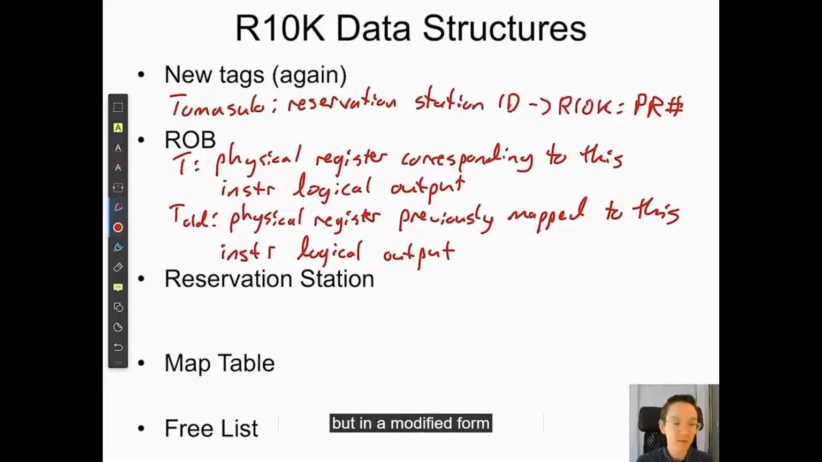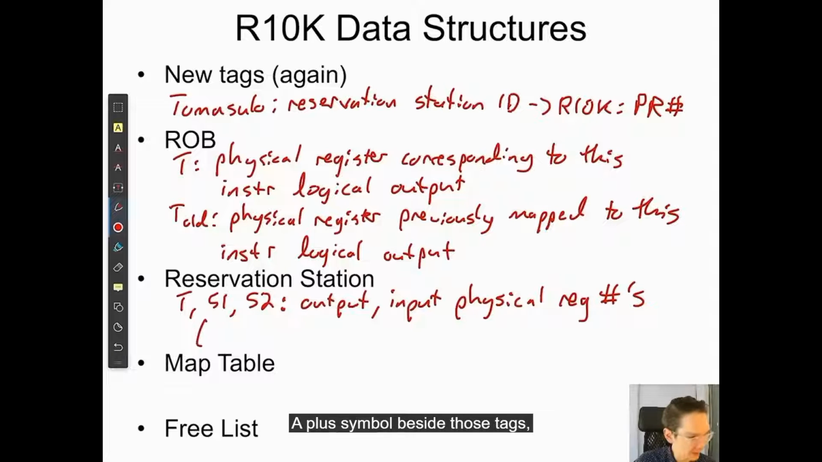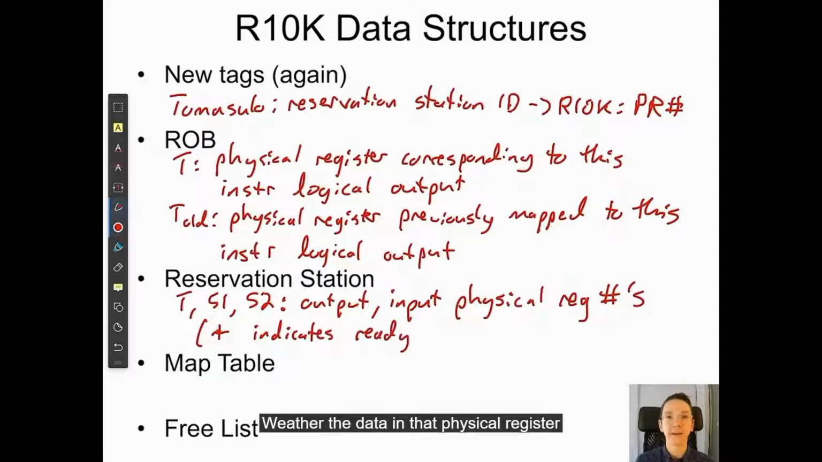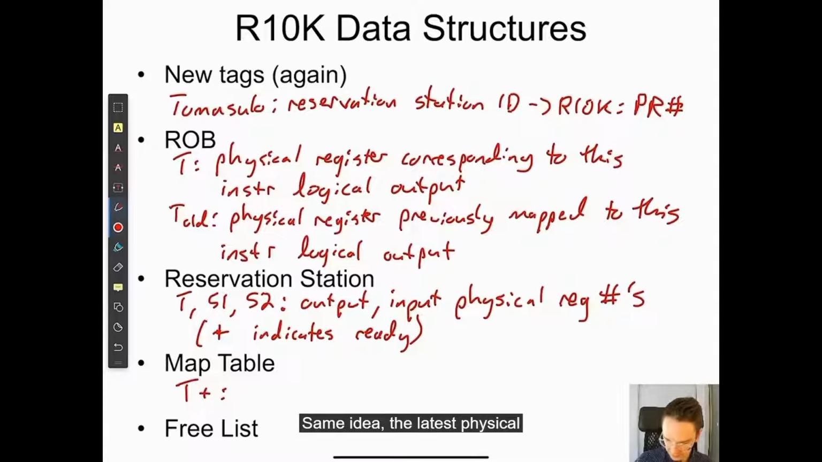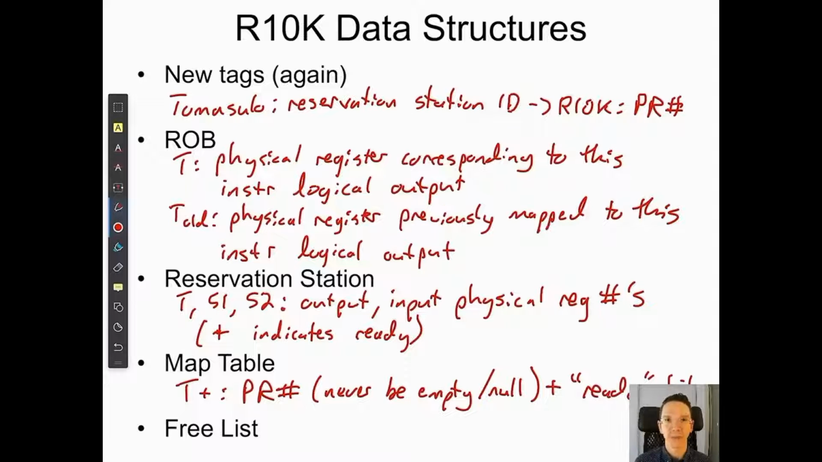Reservation stations still exist, but in a modified form, containing only tags. So T, S1, S2 in the previous diagram hold the output and input physical register numbers for the reservation station entry's given instruction. You may have noticed a plus symbol beside those tags, and this is one additional bit in the tag. So it's a tag plus that indicates whether the data in that physical register is actually ready to be consumed. The map table is again indexed by register name and holds a tag plus. Same idea, the latest physical register number for that name, which can never be empty or null anymore. Every architectural register must be mapped to some physical register, plus a ready bit. Has the instruction that allocated this physical register actually finished execution and completed the result?